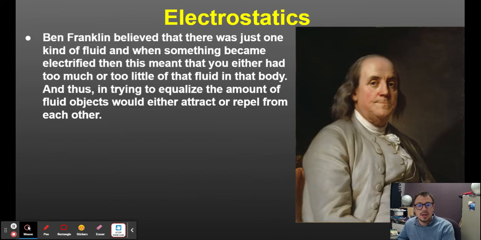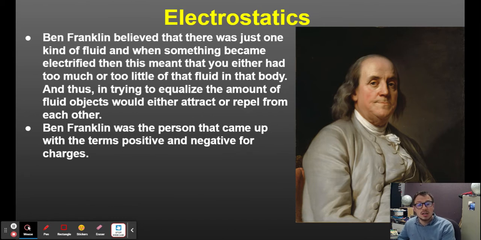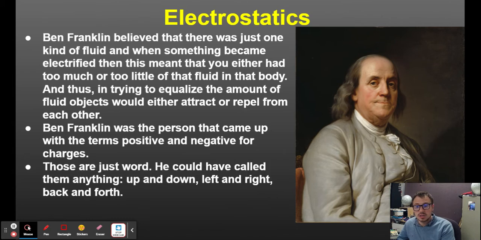So we'll sort of skip through that. And just like a history of that, Ben Franklin was actually the person that came up with the terms positive and negative charges. Back then, they thought electricity was like an invisible fluid that flowed from one state to the other. So it's just a word, though. You could have called them anything.